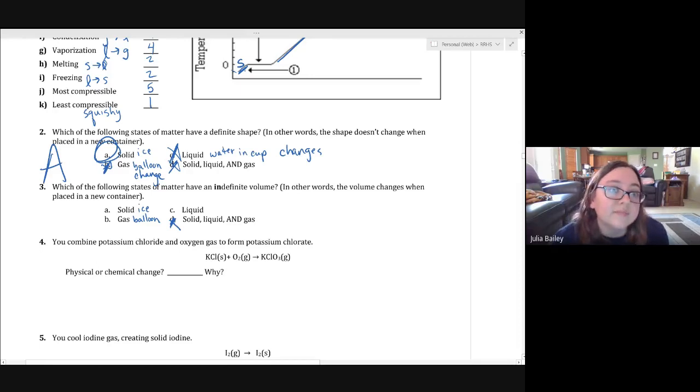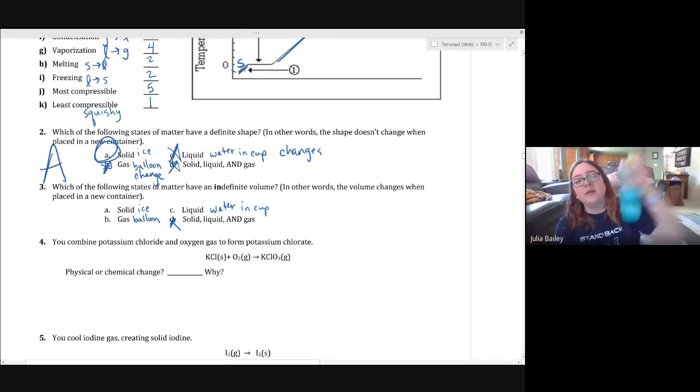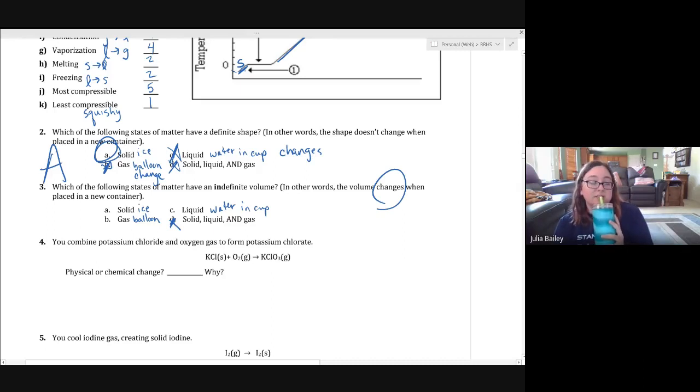Let's talk about number 3. Which of the following states of matter has an indefinite volume? Again, we can think of those same 3 examples, solid, liquid, and gas. So going back to the water in my cup, this is a 1 quart cup. If I pour my 1 quart of water out of this cup and into a big mixing bowl, is it still going to be a quart of water, or is it going to change how much space the water takes up?